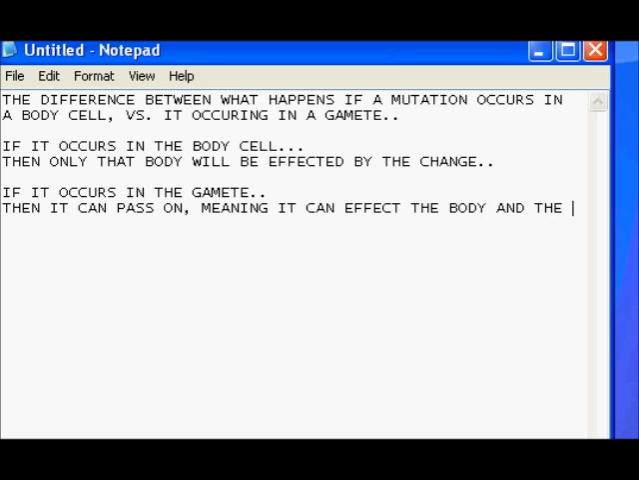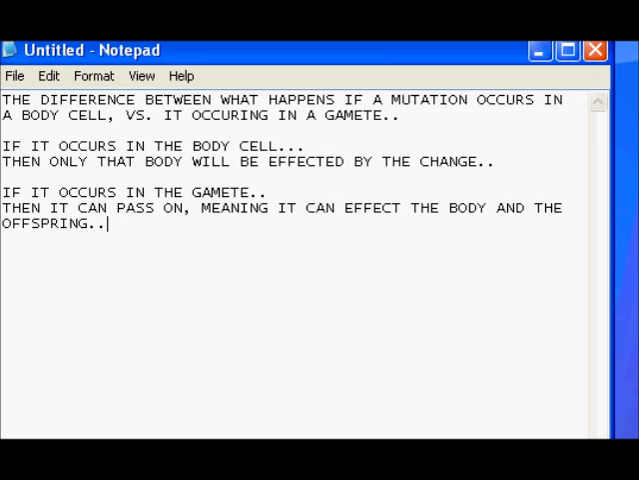So that's basically the difference. If it occurs in a body cell, then only that body will be affected by the change, because it's just that body. It's just the cell. Nothing to do with passing on. And if it occurs in the gamete, then it will pass on, meaning it can affect the body and the offspring.